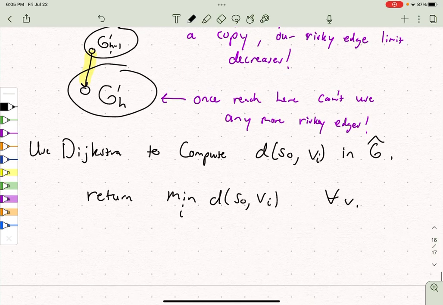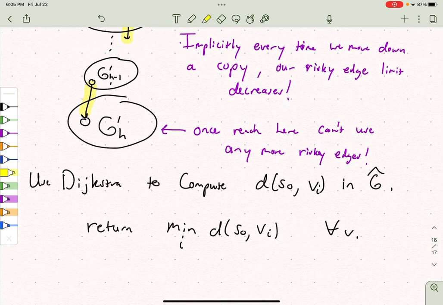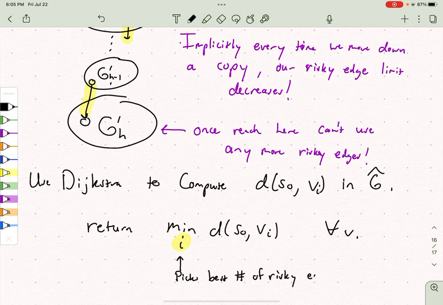So the idea here is that for each i, we're given the choice of how many risky edges to use. And so we're just going to pick the best one. So this picks the best number of risky edges to use, and it'll be at most H of them.